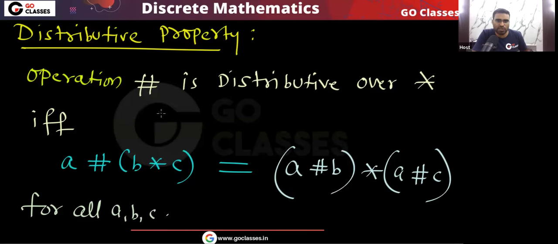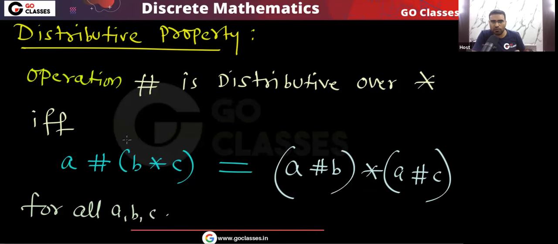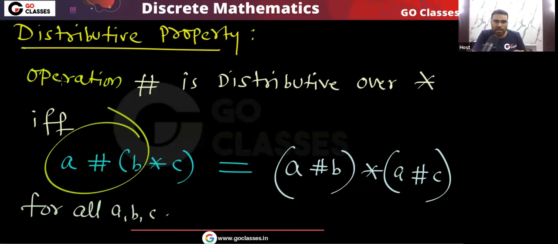This is the definition of distributive property. Is this clear? Operation hash is distributive over star. What it means? It means a hash (b star c) is equal to (a hash b) star (a hash c). Okay, this is the definition of distributive property.